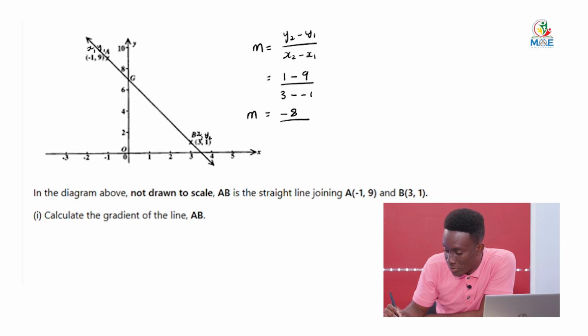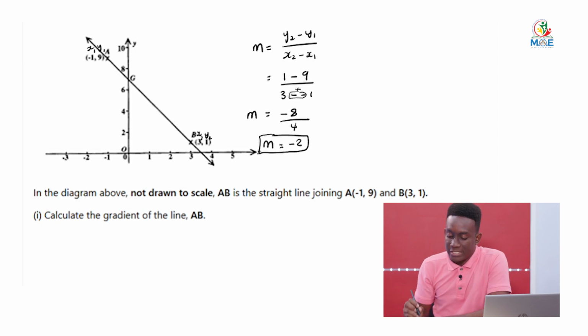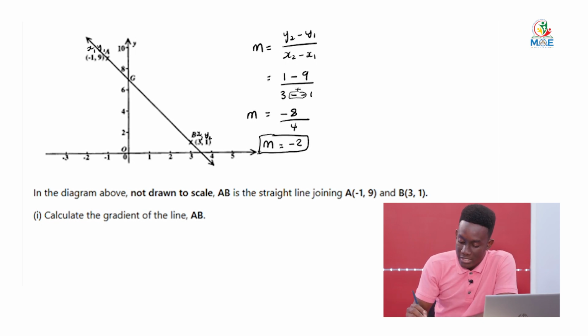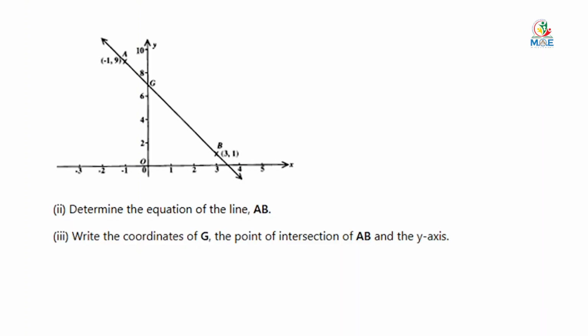This here will cancel and turn into a plus. So 3 plus 1 would be 4. So the gradient would be equal to negative 8 divided by 4, which is negative 2. The gradient for the line AB is negative 2. The next one says, determine the equation of the line AB.